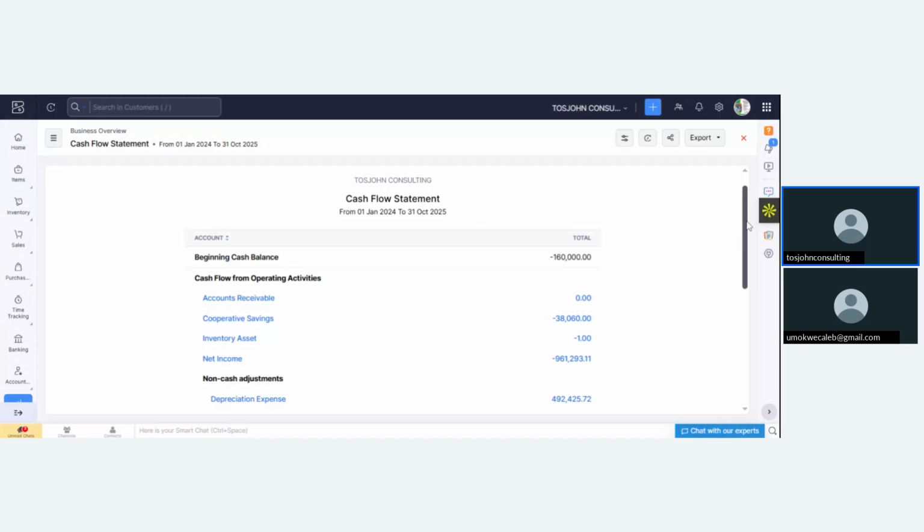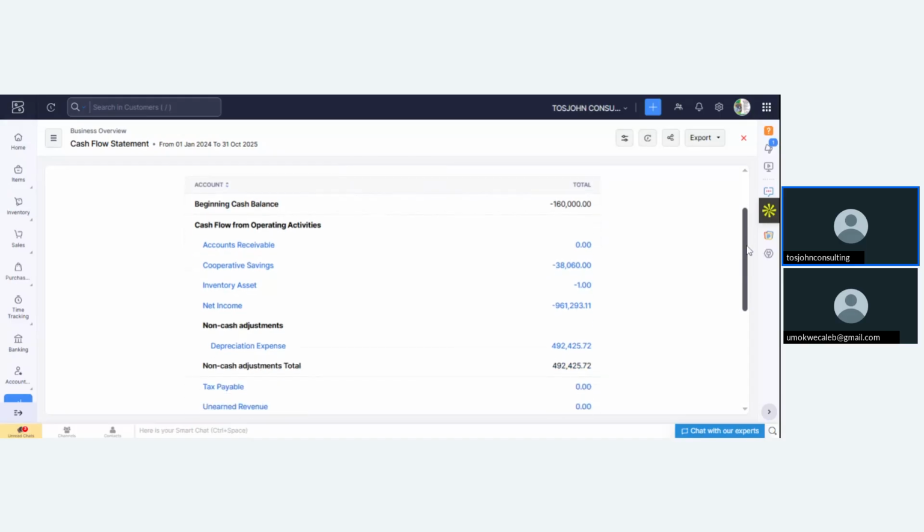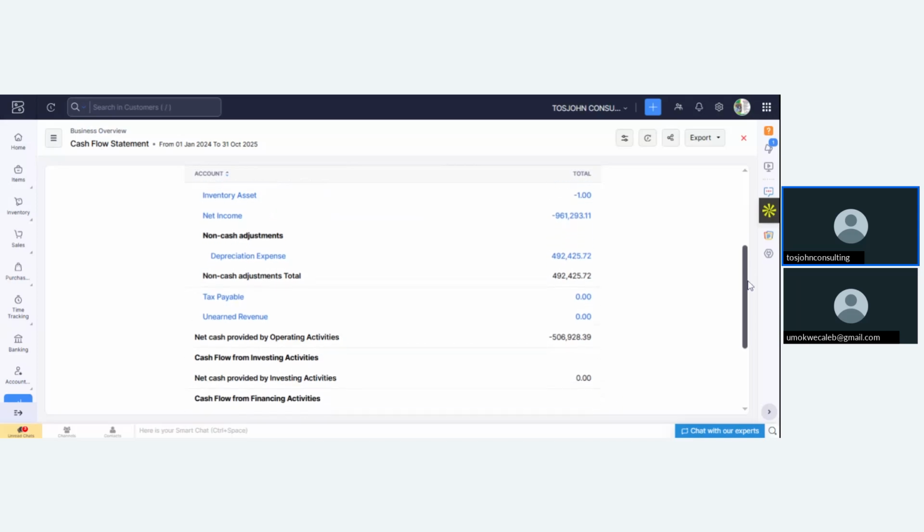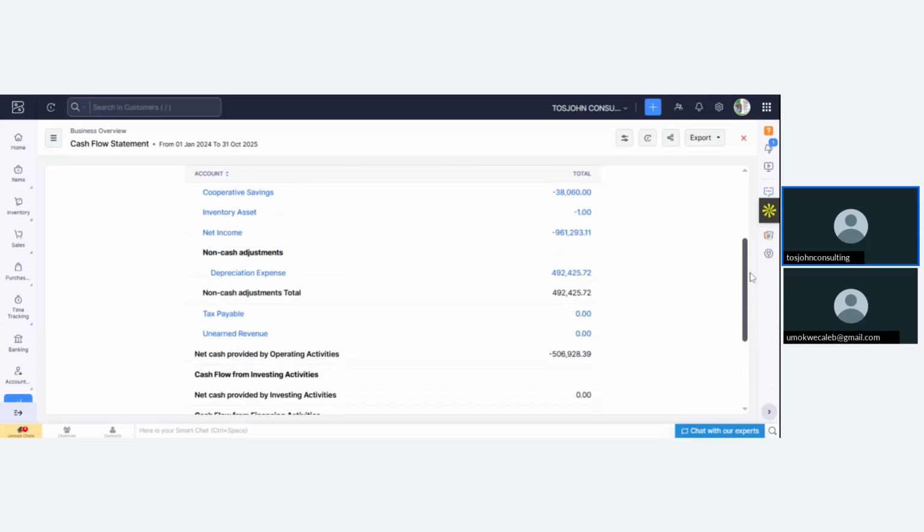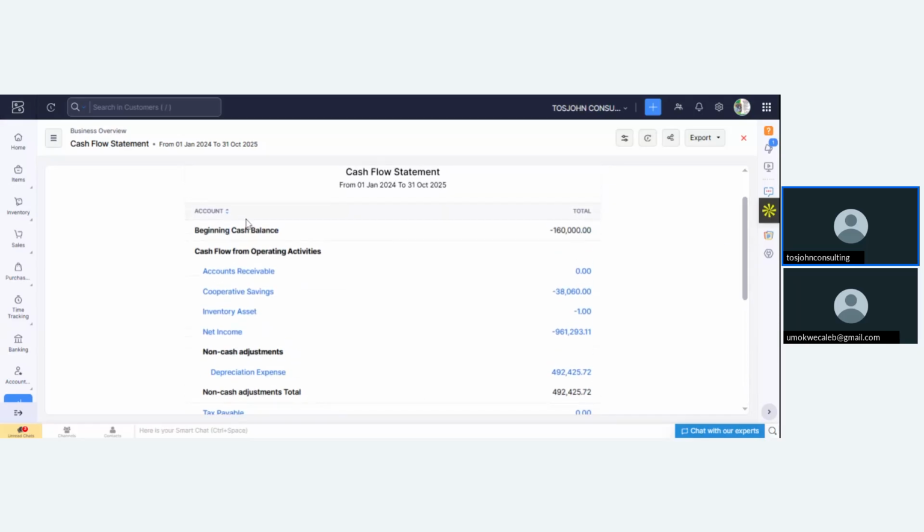You have cash flow from operating activity. There are three segments of the cash flow. From operating activity, we have from investing activities, and then from financing activity. I will explain each of them. Operating activity means all the normal operation of your business, the way your business is running. So you have all those transactions, the movement of money, under operating activity. As you are running your business, everything that is going on within your normal business is under the operating activity.